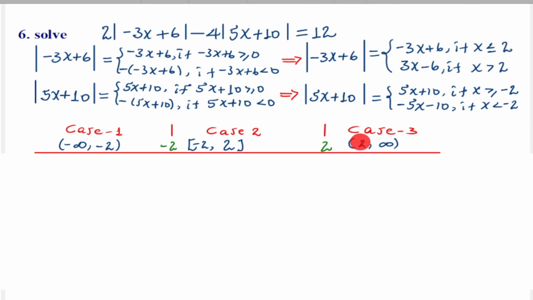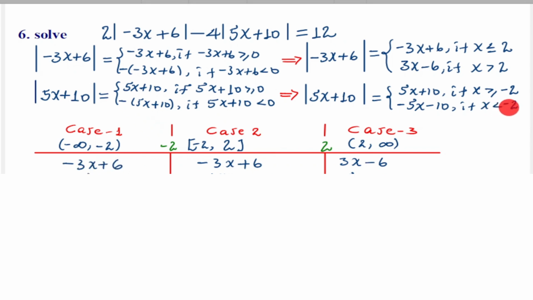Why do we make it open here? Because there is only a greater than sign, there is no equal sign. When x is greater than 2, the absolute value of minus 3x plus 6 is 3x minus 6. Here we write 3x minus 6. And when x is less than or equal to 2, the absolute value of minus 3x plus 6 is minus 3x plus 6. So we write minus 3x plus 6, minus 3x plus 6 here.